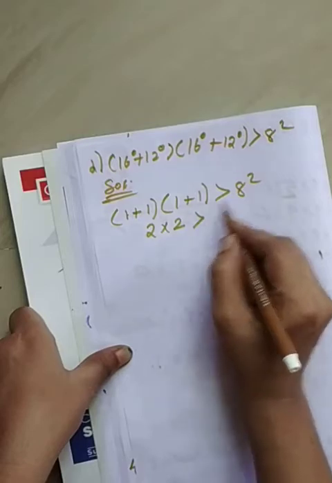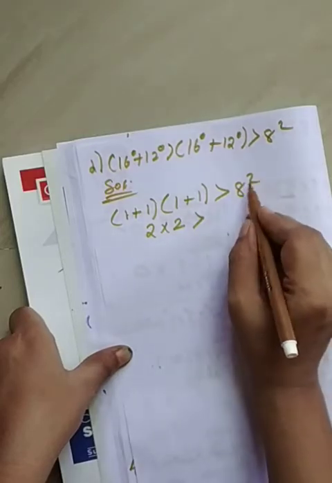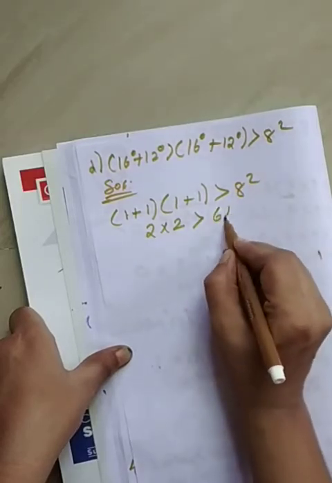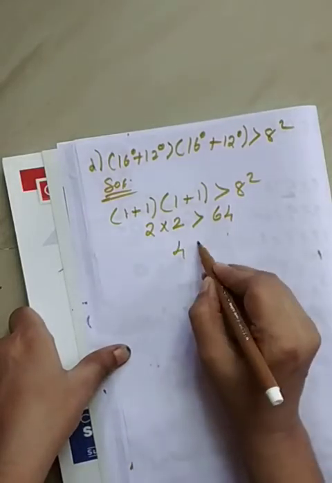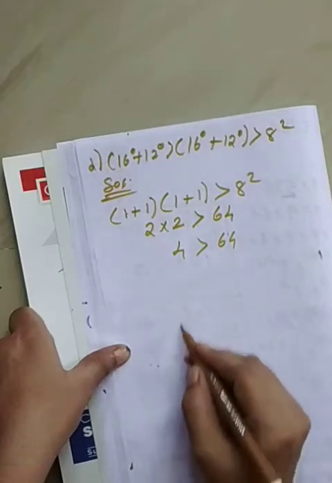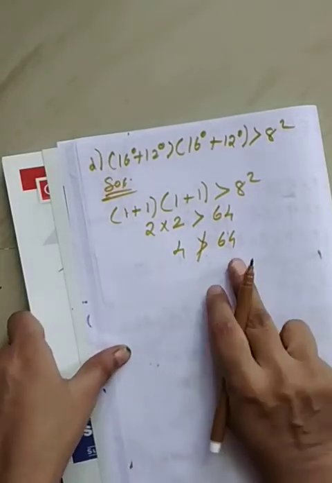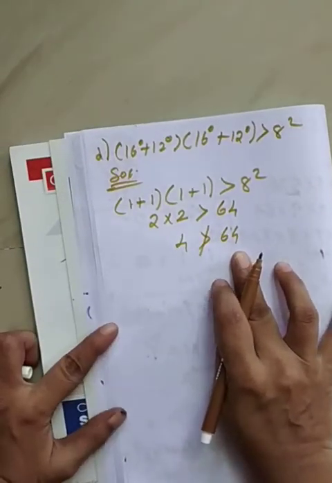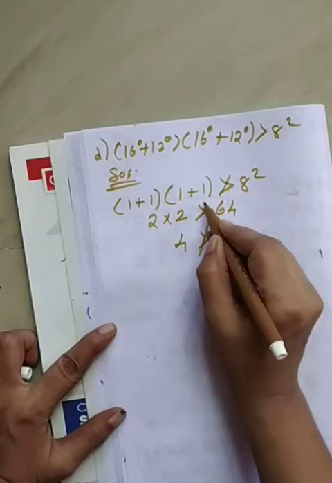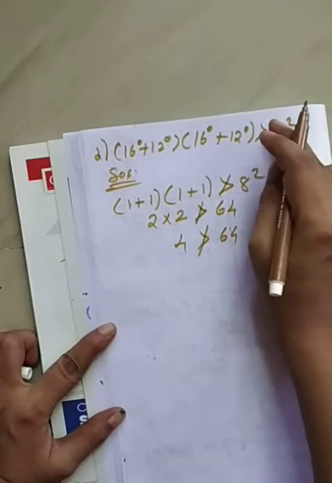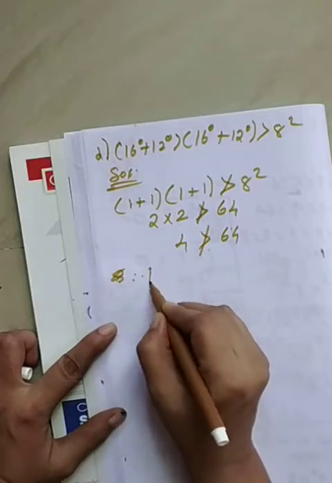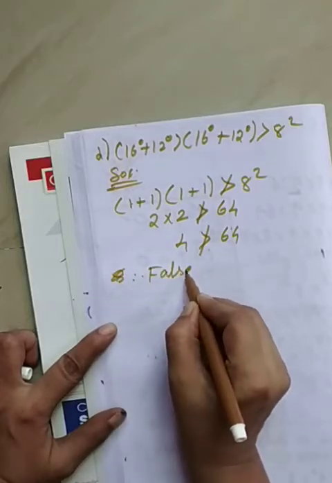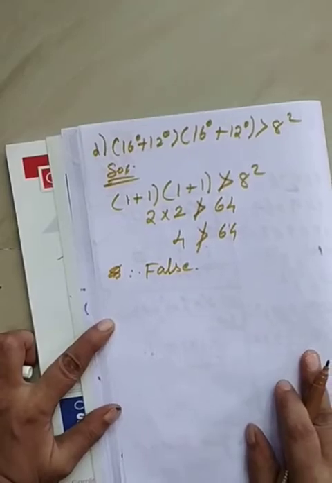See which is greater. 8 squared means 8 into 8, 64. And 2 into 2 is 4. Is 4 greater than 64? No, this is wrong. 64 is the greater value. So your answer is wrong, so we can say the given statement is false. Clear?